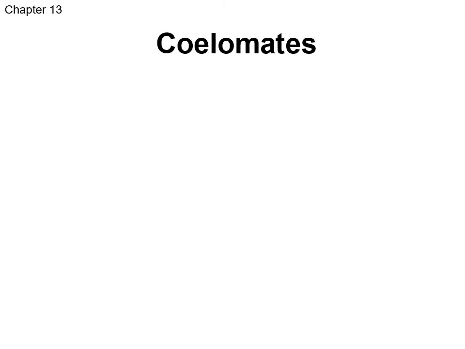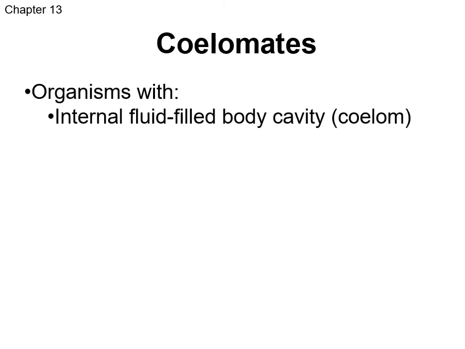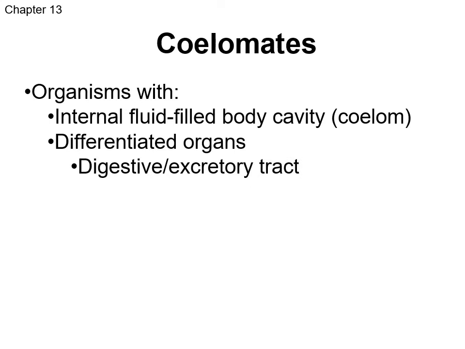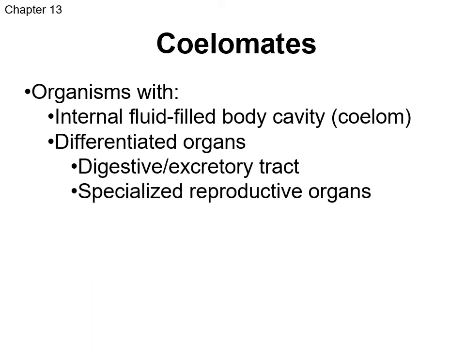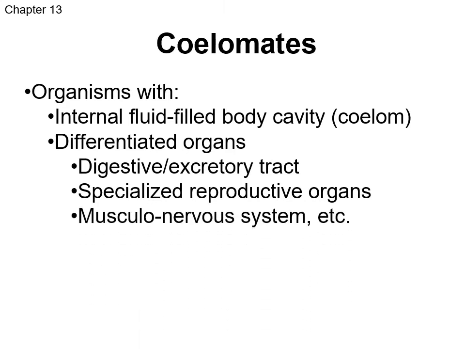We left off last time talking about coelomates a little bit. We were talking about this larger group that includes most of the organisms that we're going to be talking about. A coelomate is an organism that has an internal fluid-filled body cavity, or a coelom. This also includes us. They have differentiated organs, so something other than just a large body cavity to digest. They have a specific digestive and excretory tract. They have specialized reproductive organs and a musculonervous system and so on.